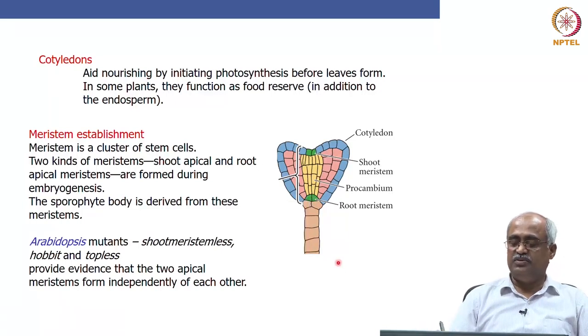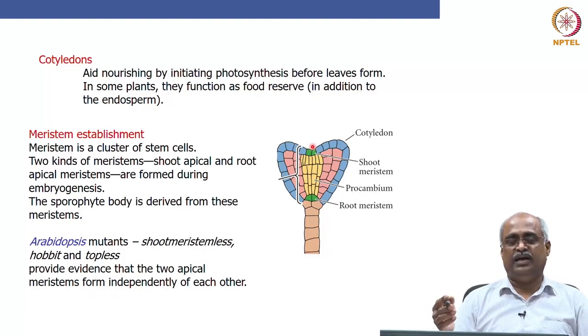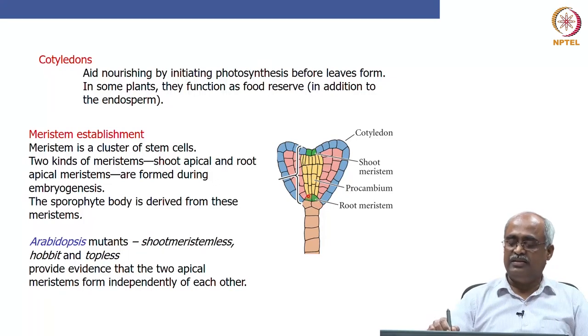So these two are produced more or less independent of each other, and the entire sporophyte body is derived from them. For example, the branches, leaves, and finally the reproductive organs, inflorescence, flowers, all come from the shoot apical meristem. And similarly, the root cap and the root tissues all come from the root meristem. So the entire sporophyte body is derived from these two meristems that are set apart during embryogenesis.